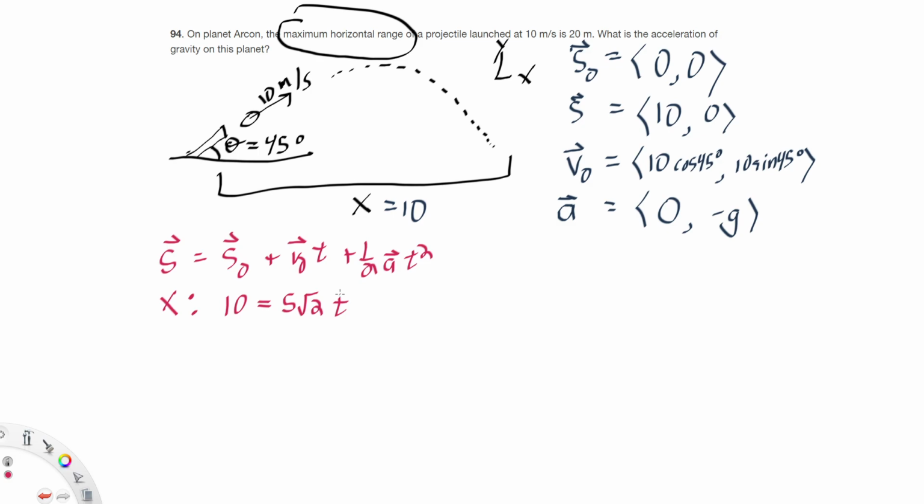Matthew, you're exactly correct. X is 20, not 10. Initial velocity is 10. Okay. So this lets us solve for t. So t is equal to 4 over square root 2.